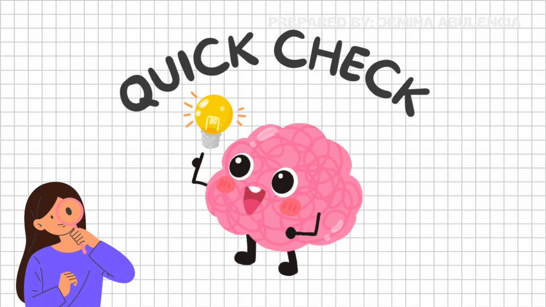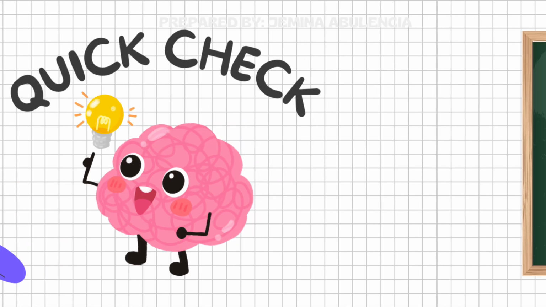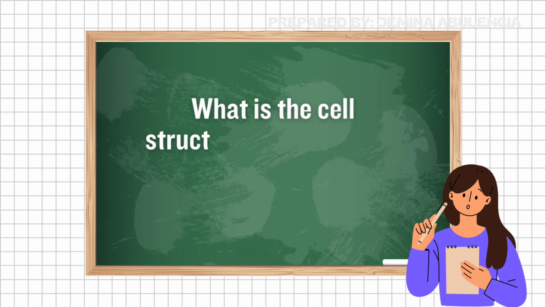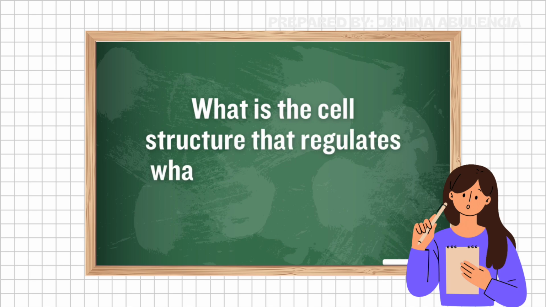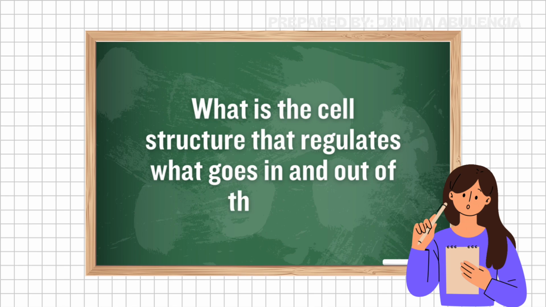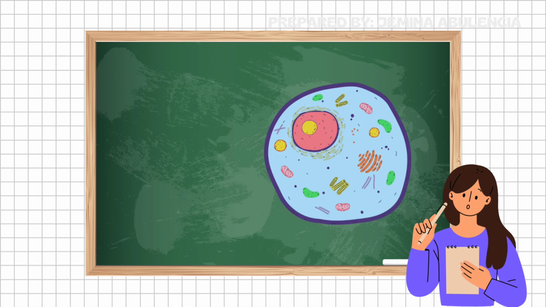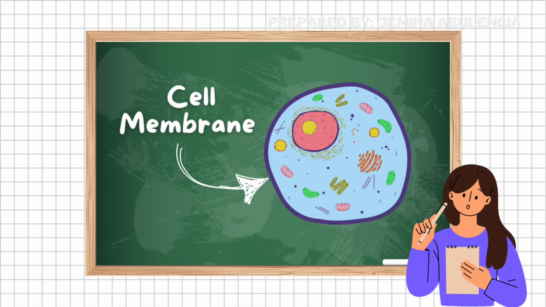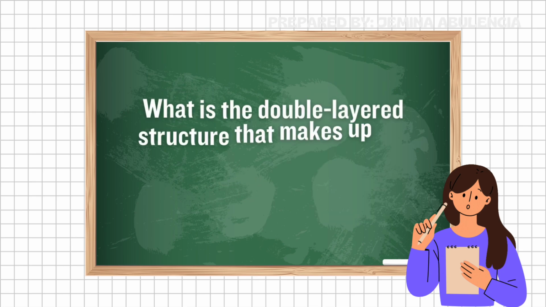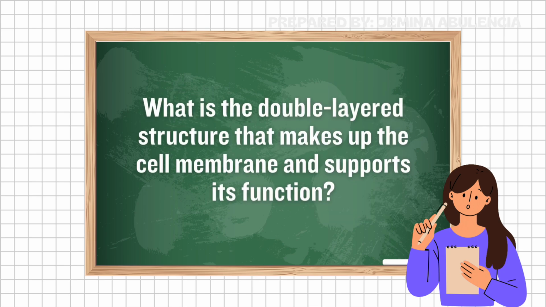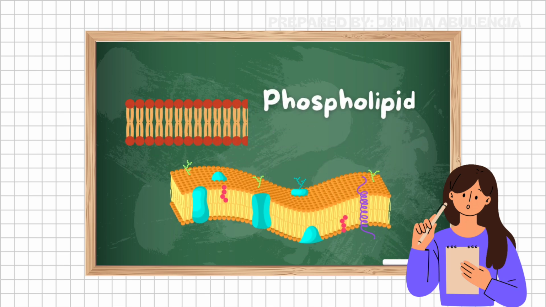But before we proceed, let us first have a quick review. What is the cell structure that regulates what goes in and out of the cell? That's right, it is the cell membrane. What is the double layered structure that makes up the cell membrane and supports its function? Great job, it is the phospholipid bilayer.